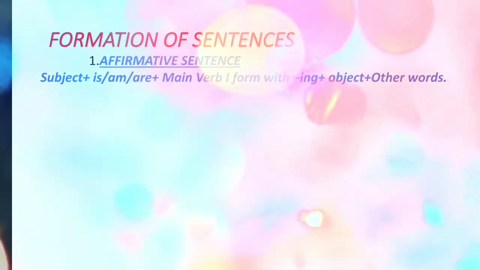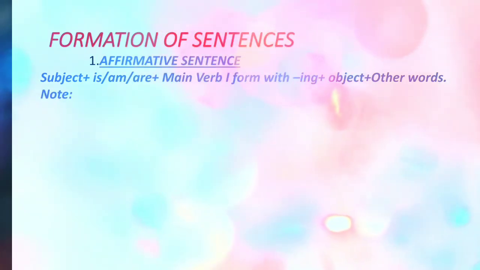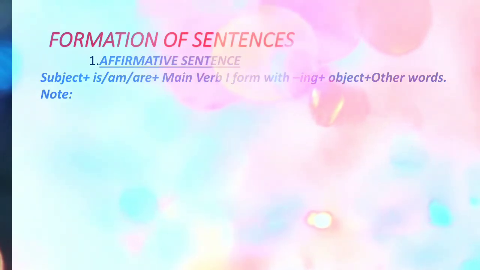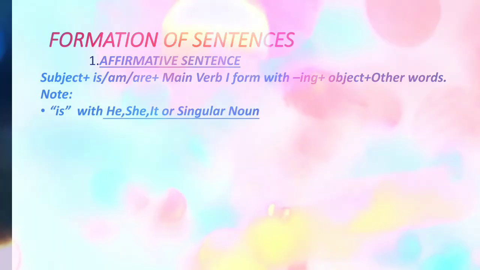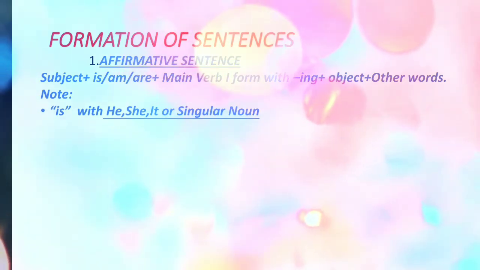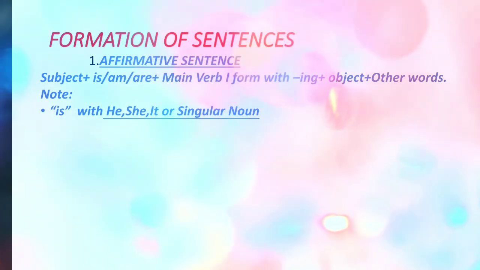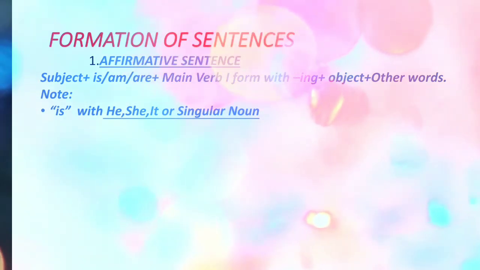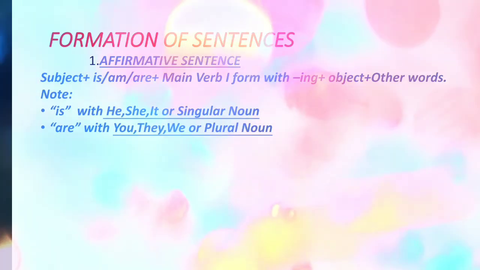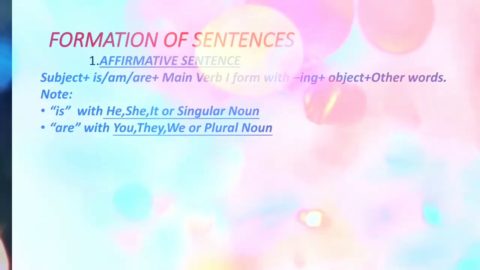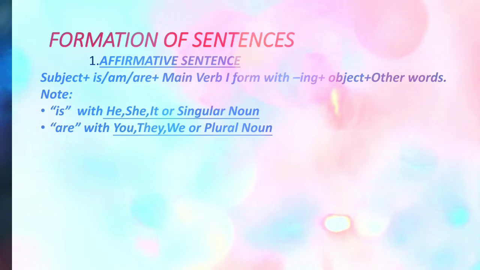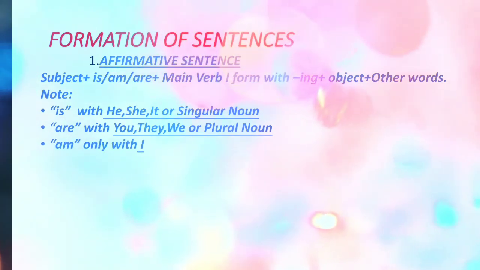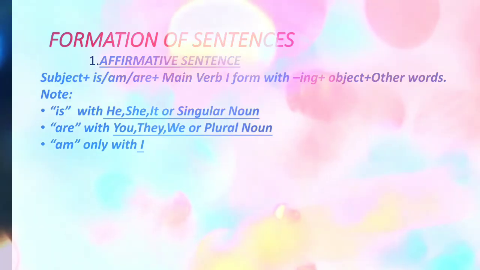Before going further, here is the use of is, am, are. With which subject do you have to use is, are, or am? Is is used with the subject he, she, it, or a singular noun, like he is, she is, it is. Singular means any singular noun, like a student is. In the same manner, are is used with you, they, we, or a plural noun, like students. You are, they are, we are, or students are. And am is another helping verb which is used only with the pronoun I, the first person pronoun I.